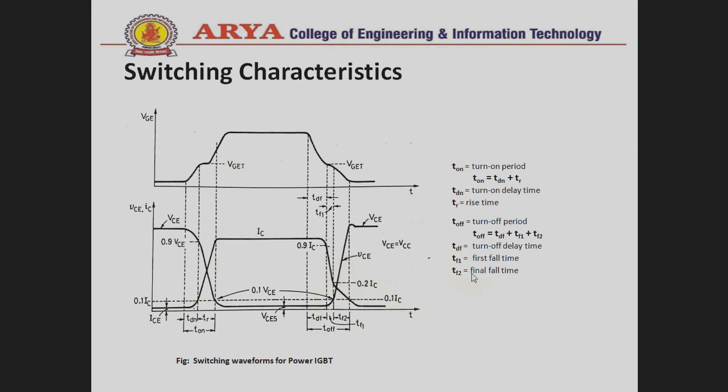In time TF2, the collector current falls from 20% to 10% of its value, and during this time period, the collector-emitter voltage rises from 0.1 VCE to the final value of VCE, as you see in the diagram.